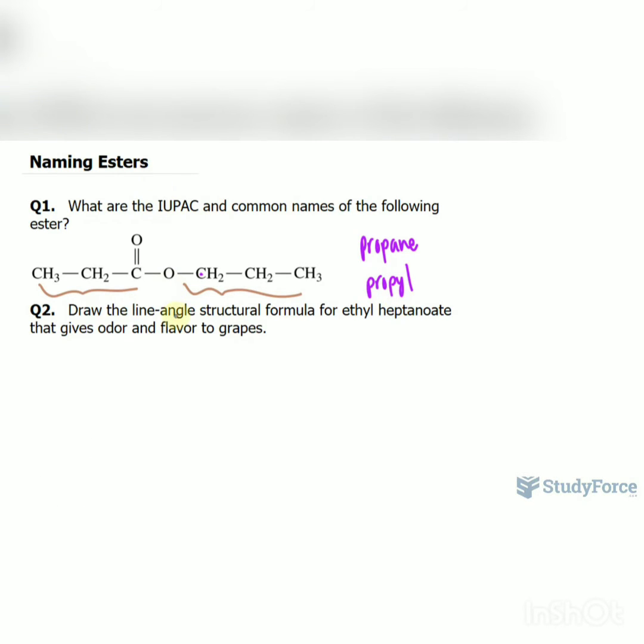The second part of the name is the ionic name for the carboxylic acid. So pretend that this was our carboxylic acid. It's a 3 carbon chain, so we would give it the name propanoic acid. Let me write that down. But of course this is an ester, so we're going to drop the OIC and acid and call it propanoate. That's the ionic name for the carboxylic acid. Putting these two words together, we get propyl propanoate.